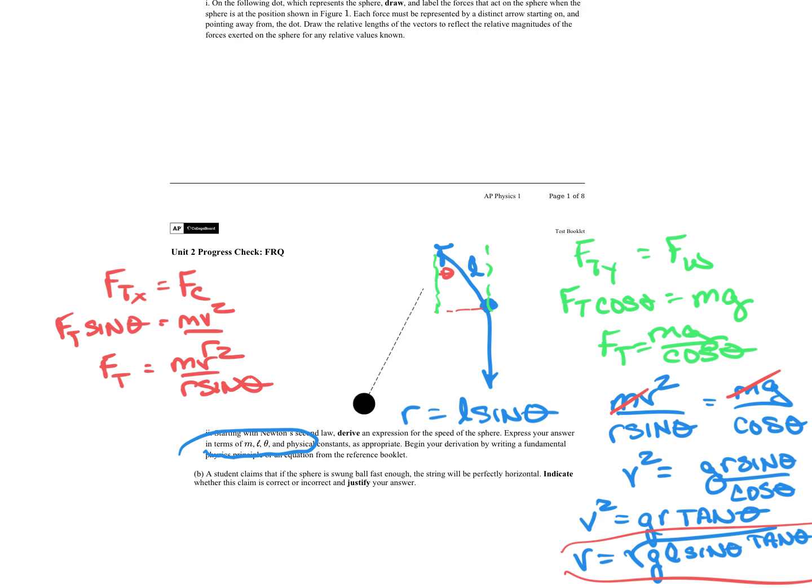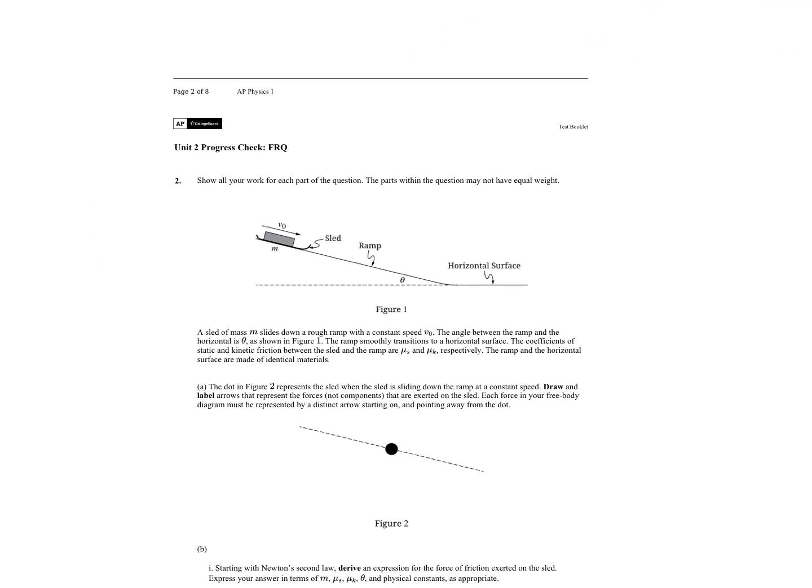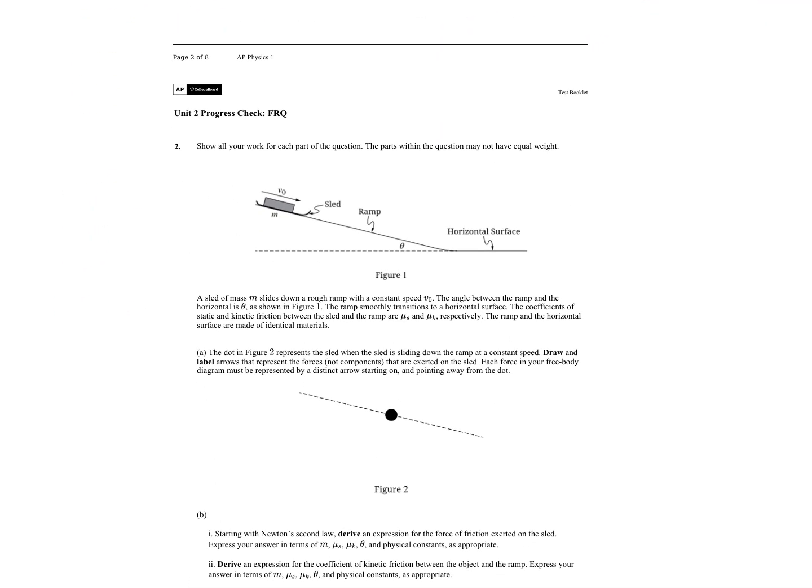Any questions on that one? You sure? Okay. All right. Question 2. Now I have a sled on a slope, and it says the sled is going down a rough ramp at a constant speed. Now the constant speed is kind of a big deal there, right? That's a big idea, so I made sure and circled that.